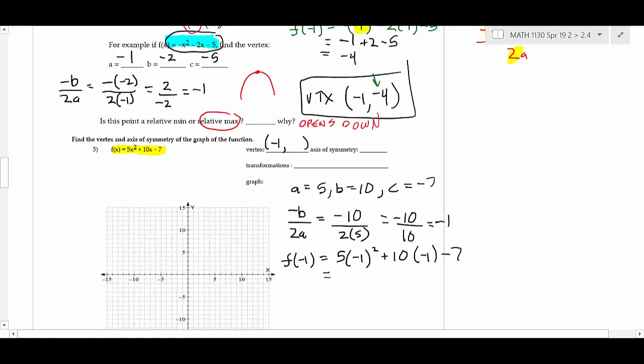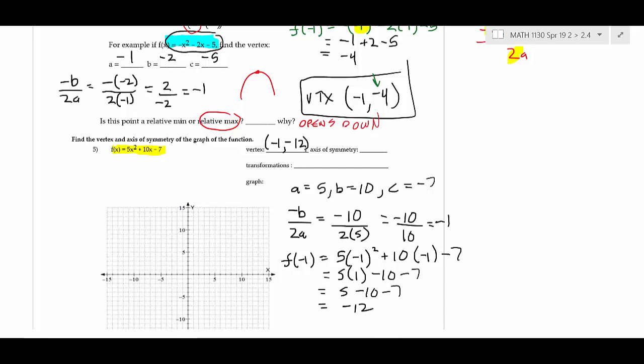So this is going to be 5 times 1 minus 10 minus 7. So that looks like 5 minus 10 minus 7. So what is that? -12, I think, is what that is. Okay, so that means the vertex is going to be the point -1, -12. Okay? Does that make sense?